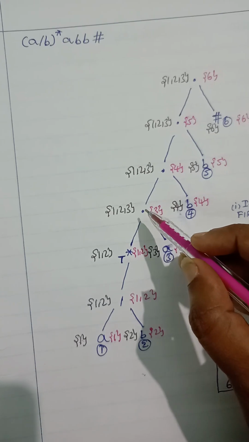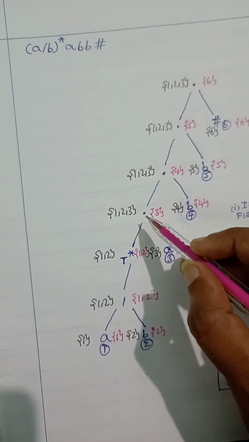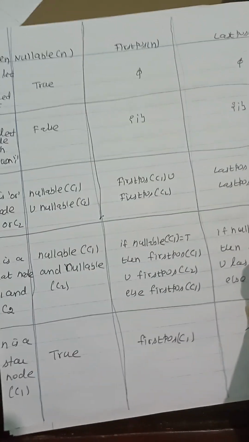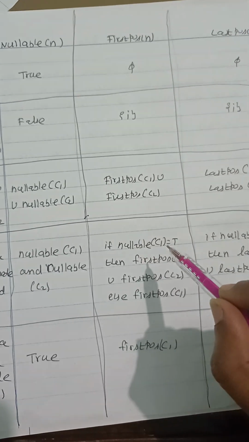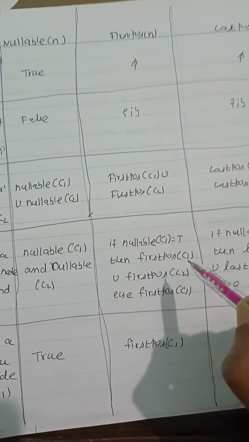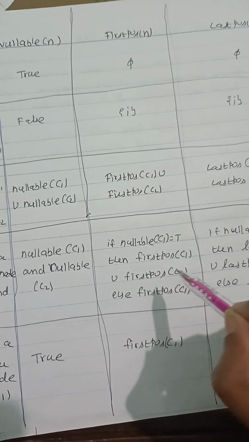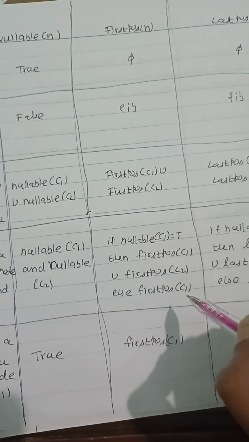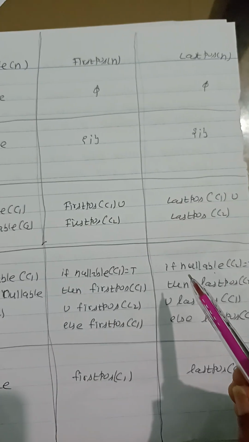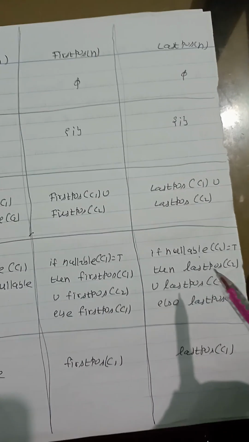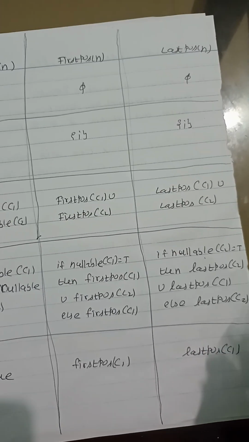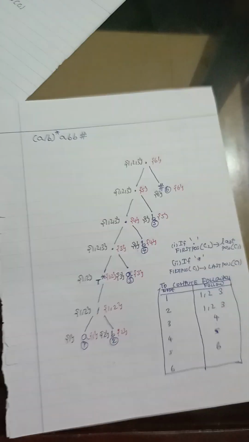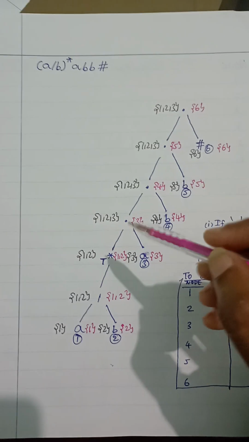Now we are moving to the dot node. What is the rule for the dot node according to the given table? Check the table. For the cat node, if nullable of C1 is true, then first position is first position of C1 union first position of C2, else only the first position of C1. And for last position, if nullable of C2 is true, then last position of C2 union last position of C1, else the last position of C2. This is the rule we are going to follow for the cat node, or concatenation node, or dot node.